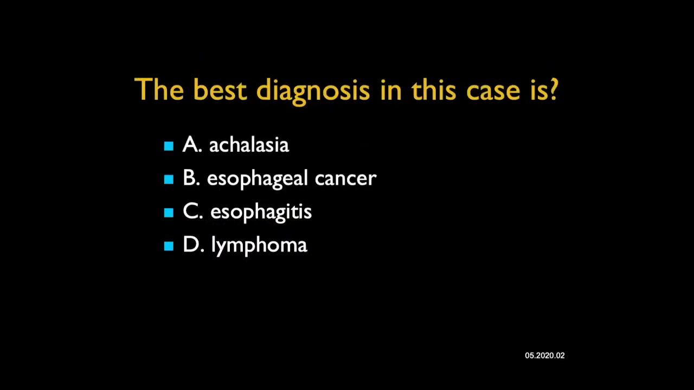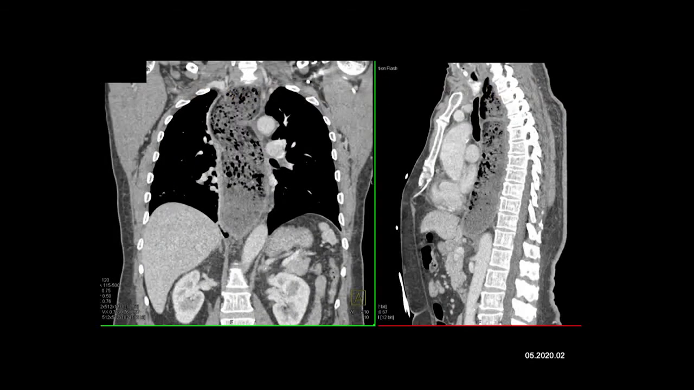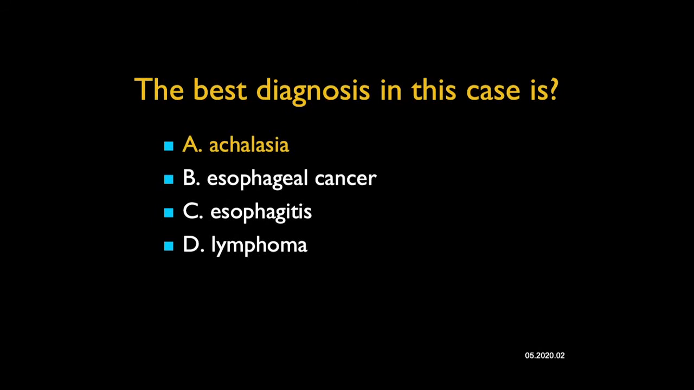In this case, the best diagnosis, what do you see? You see a dilated esophagus, lots of material within the esophagus, it's obstructed. I don't see a mass for esophageal cancer, and with esophageal cancer, usually it's not this much food around because the patient hasn't been able to eat for a while. It's not esophagitis, and it's surely not lymphoma. This is a beautiful example of the appearance of achalasia.